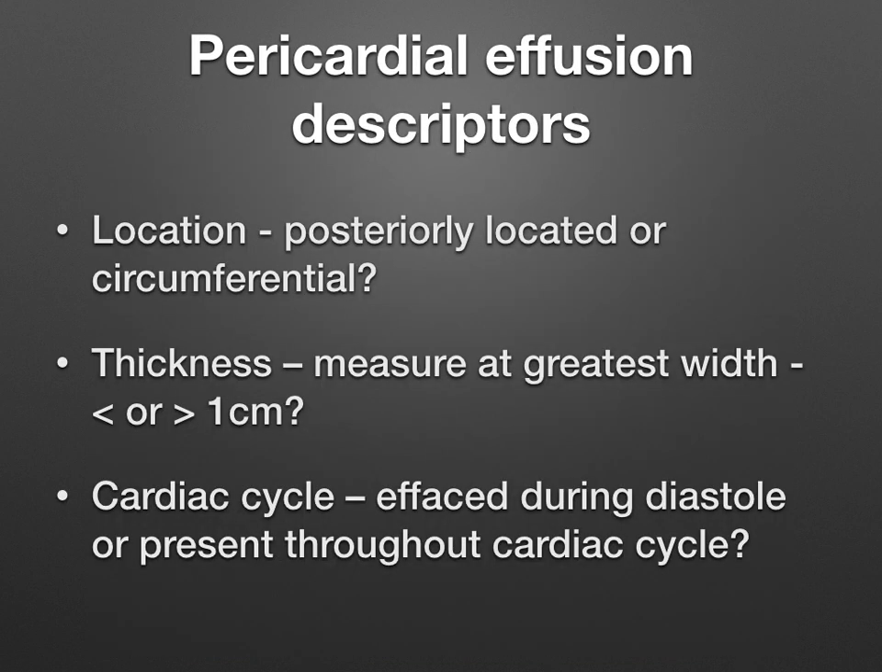So how do we describe pericardial effusions? Well, we can indicate whether they're located just posteriorly or whether they're circumferential. We can talk about how thick they are. We can measure them at their greatest width and say whether or not they're more or less than 1 centimeter. Or we can look at the cardiac cycle and mention whether they're present throughout the entire cardiac cycle or whether there's effacement of the effusion during diastole.